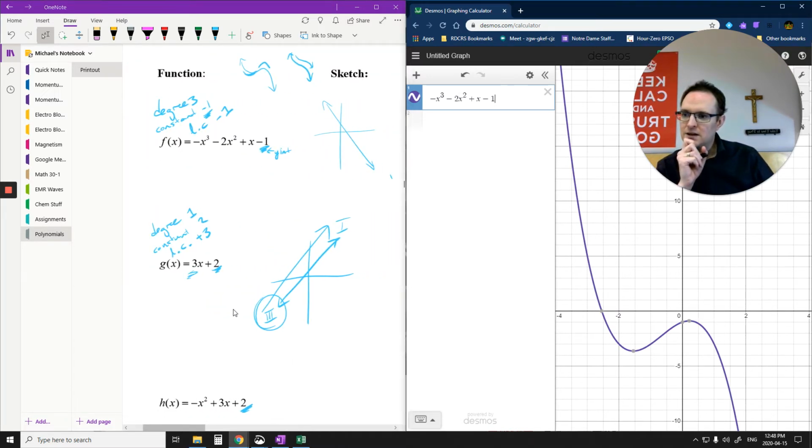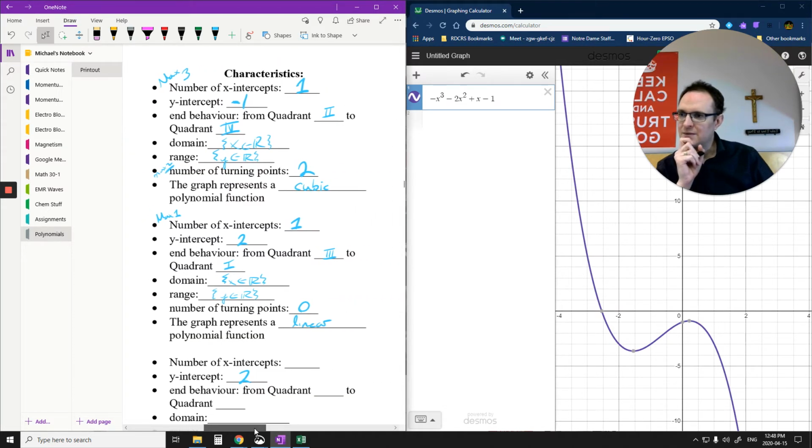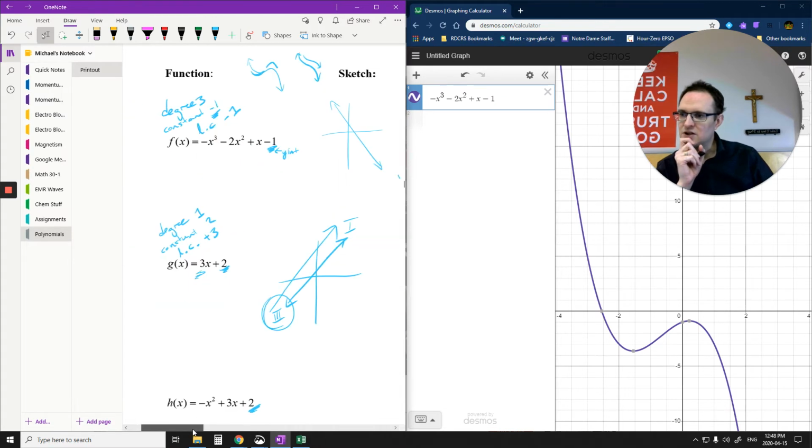This one here, what do we not know about this one so far? Well, we know everything about this graph. I'm just going to show you what it looks like.